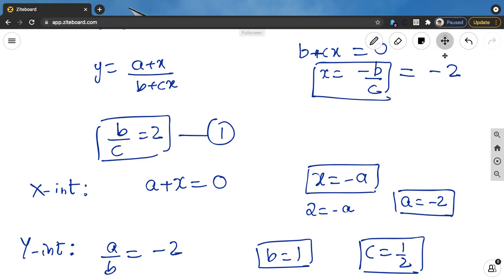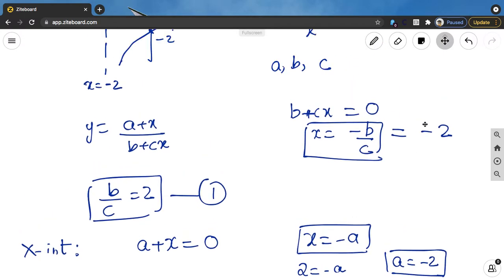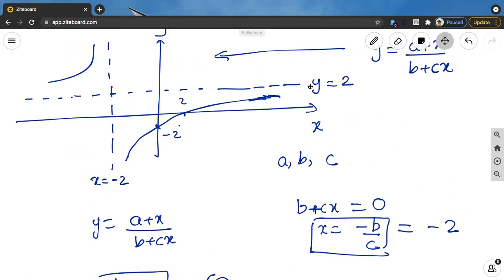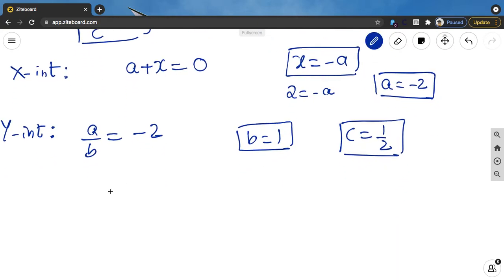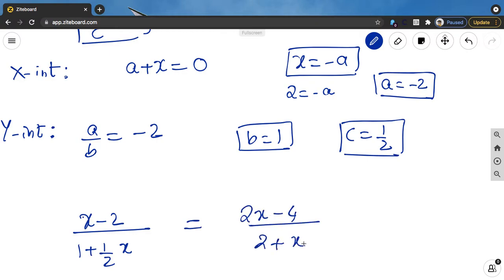So let me rewrite the equation. One more piece of information is there in the graph actually, the horizontal asymptote. You know how to find the horizontal asymptote. So let's substitute the values and see now. A + x, so x - 2, upon b + cx. So I can rewrite this as 2x - 4 upon 2 + x.